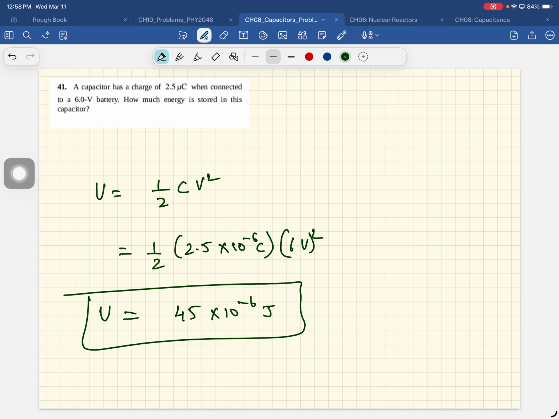You guys remember how much energy is stored in the capacitor in a flash bulb circuit? It was in the notes. About 20 joules. So 1,000,000 times greater than this.